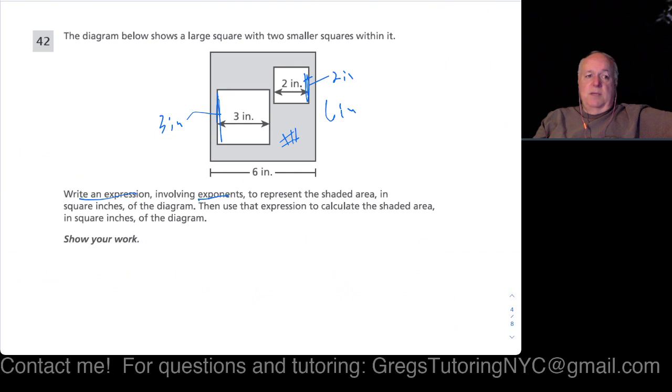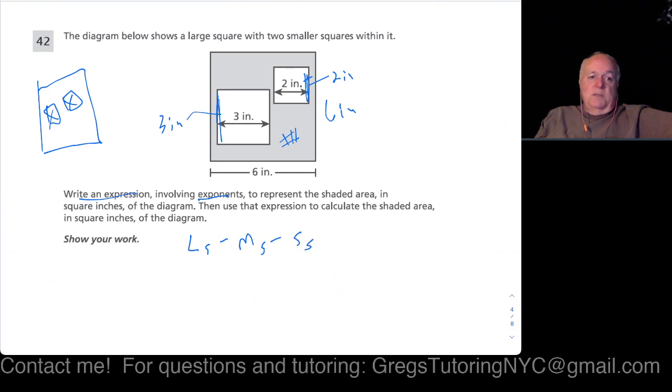So what we're basically doing is this is called composite shapes. What they're asking us to do conceptually is to take that larger square and remove from it the 3 by 3 one and remove from it the 2 by 2 one. So what we're trying to do is map the words and the visual into an expression. Okay, so it's basically the large square, right, minus the middle square minus the small square. Okay, but that has to work in a specific way.